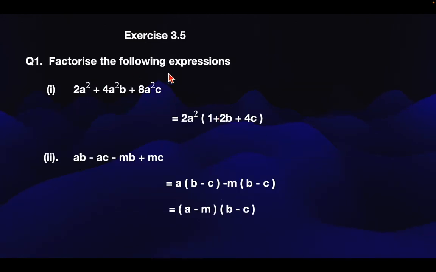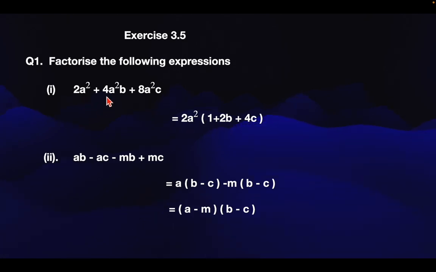Okay. Factorize the following expression: 2a square plus 4a square b plus 8a square c. So in this sum, we can see that 2a square is a common factor of all the three terms. Okay. So here we are going to take 2a square outside the bracket and write the remaining terms in the bracket. So here it is 2a square, I have taken it outside the bracket. So the factor remaining is 1. So here see 2a square into 1 is 2a square.